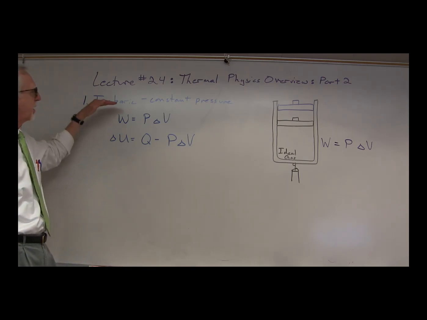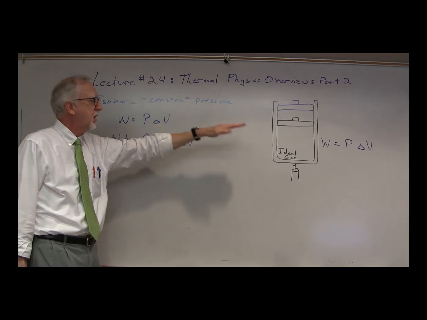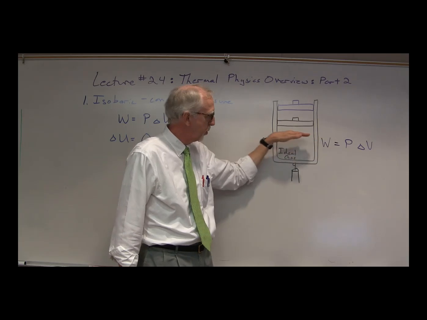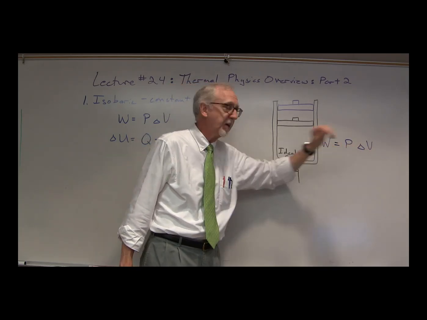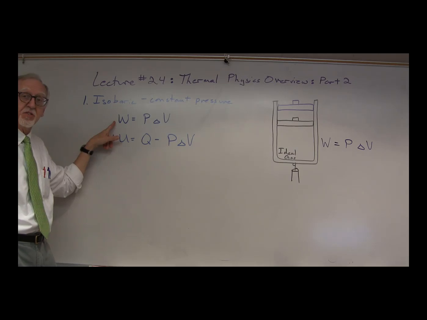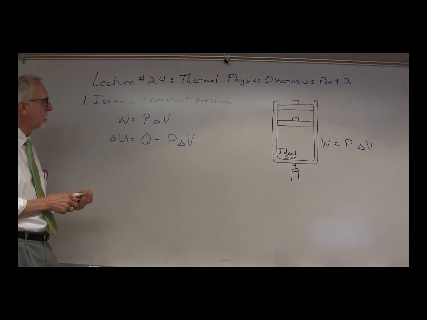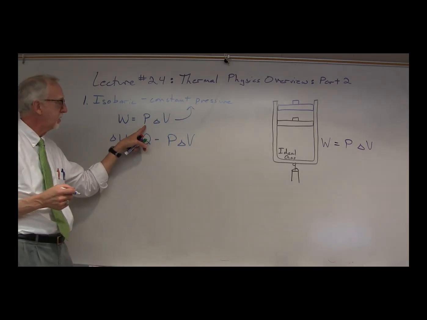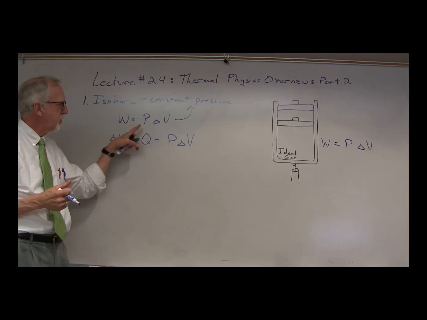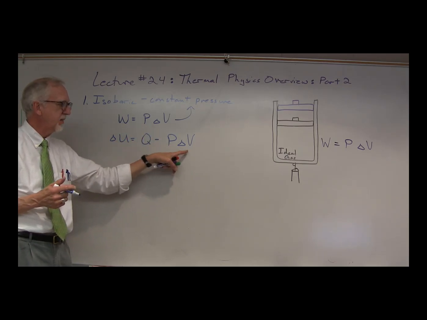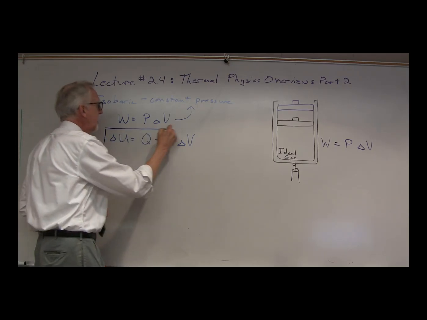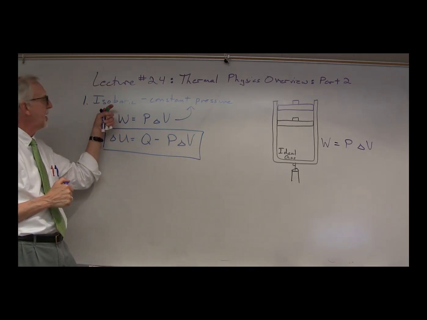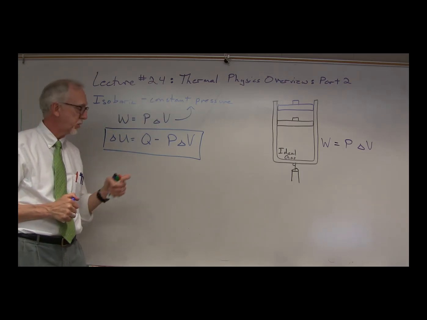For the isobaric process, in other words, the constant pressure, we can say that the work done by the gas is just P delta V. Let's keep in mind, this only works for a constant pressure, okay? So that P is a constant value. Well, in that case, we have W is P delta V, so delta U is Q minus P delta V. And here we have the relationship of the first law of thermodynamics for an isobaric or constant pressure process.